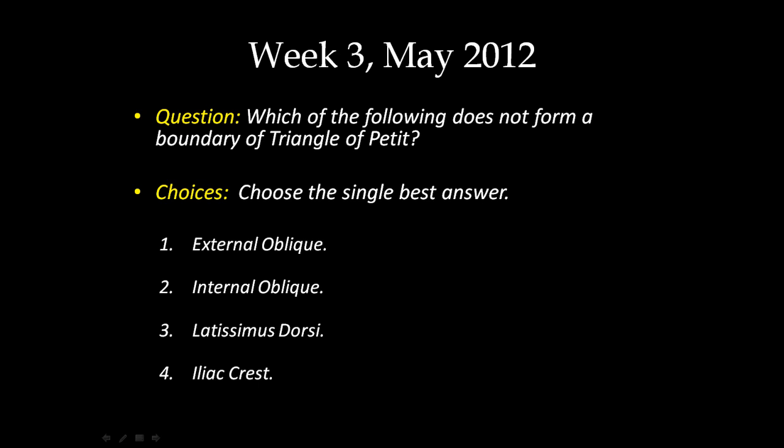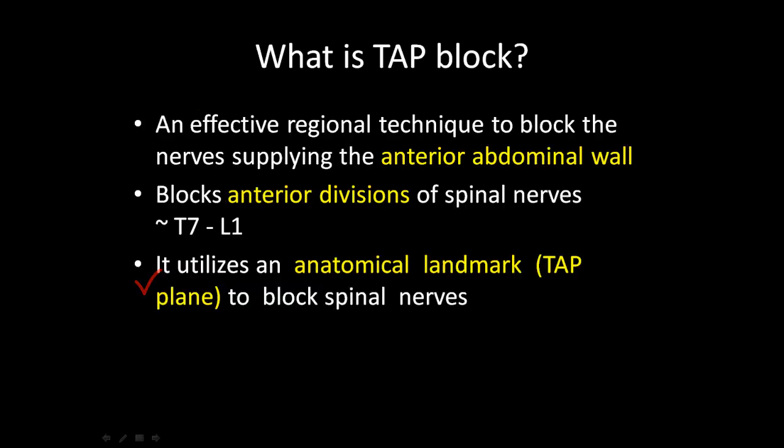And we asked you which of the following does not form a boundary of the triangle of Petit. The choices given to you were external oblique, internal oblique muscle, latissimus dorsi, and iliac crest. Obviously, the answer is internal oblique.